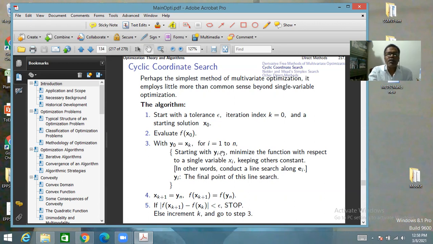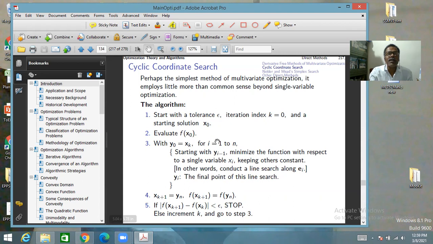So starting with y0, see i equal to 1, so yi minus 1 is y0. Starting from y0, you minimize the function with respect to only x1, keeping x2, x3, x4, x5, etc. constant. So that means you move along the x1 coordinate direction, keeping everything else constant. So in other words, you basically conduct a line search along the first coordinate axis, coordinate direction. And as a result, you get y1, the final point of this line search.